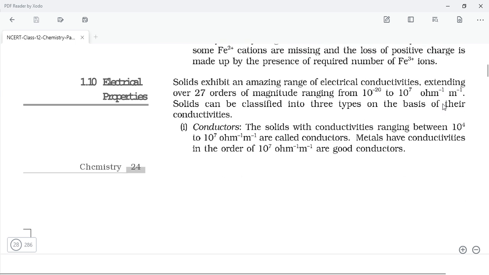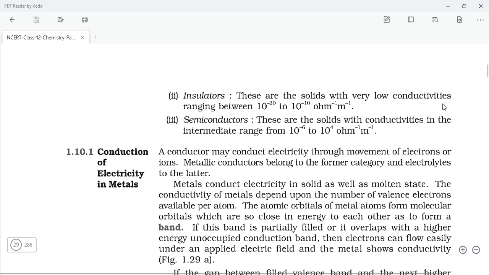Conductors: the solids with conductivities ranging between 10 to the power 4 to 10 to the power 7 ohm inverse meter inverse are called conductors. Metals have conductivities in the order of 10 to the power 7 ohm inverse meter inverse and are good conductors. So this is a really good conductivity of a substance, and you can call them conductors. Second, insulators.